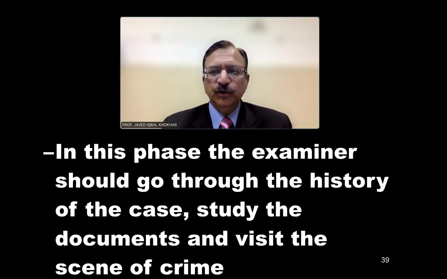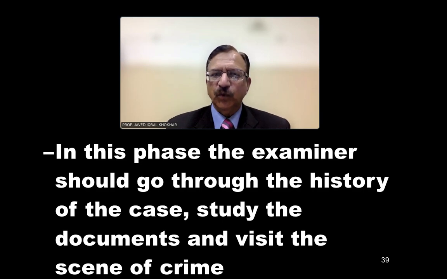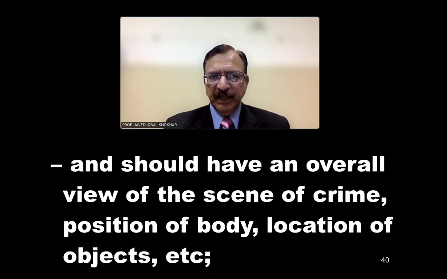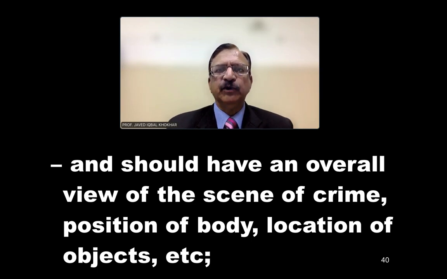The overview phase. In this phase, the examiner goes through the history, studies the documents, and may also visit the scene of crime, so it's an overall view. First, he goes into the detailed history, because apparently every case seems similar, but when you go into the detailed history, the documents which the police have presented to you, and visit the scene of crime where the incident happened, you gather an overall view of how you will proceed. You should keenly observe the scene of crime, the position of the body, and the location of the objects. All things should be seen and looked at carefully, to decide what scheme of action you will follow.